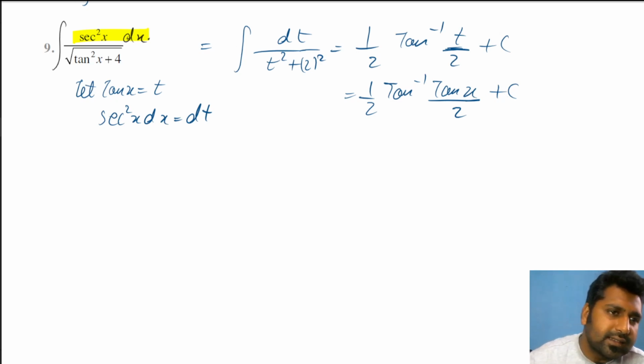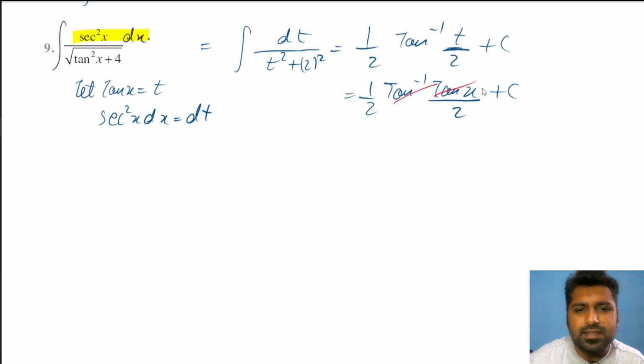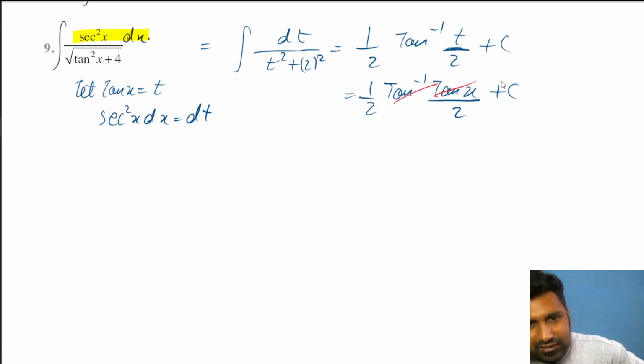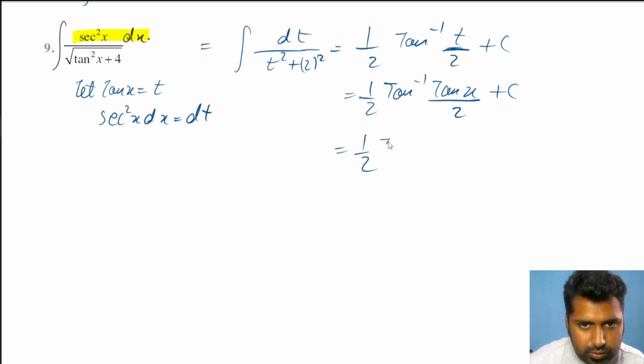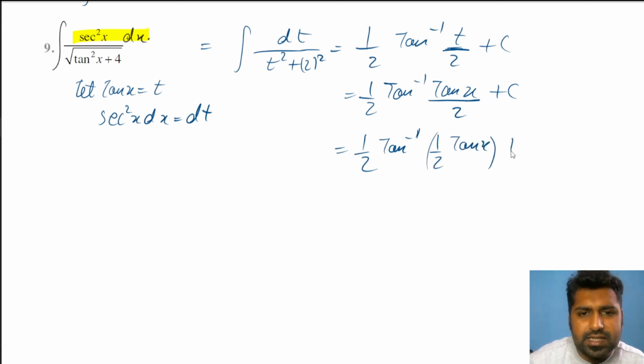Can we cancel this? Should I cancel tan with tan inverse? The problem is if we write like this, you might think it's correct. I'll rewrite this. So what is actually written is 1 by 2 tan inverse of 1 by 2 of tan x. And now you'll see that actually we cannot cancel this tan inverse with this tan, because there is a 1 by 2 present. So because of that we cannot do that. So this will be the final answer.